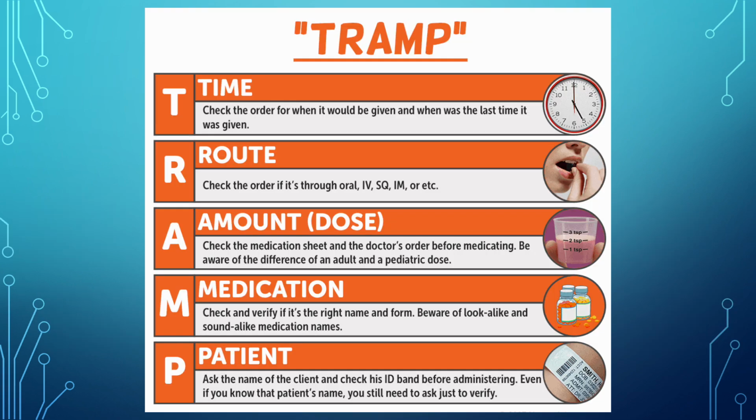Another way to remember the first 5 rights of drug administration is to remember the mnemonic TRAMP, which stands for: the T stands for time, the R stands for route, the A stands for the amount, the M stands for medication, and the P stands for patient. So either one of those mnemonics is going to get you half of those rights of drug administration.